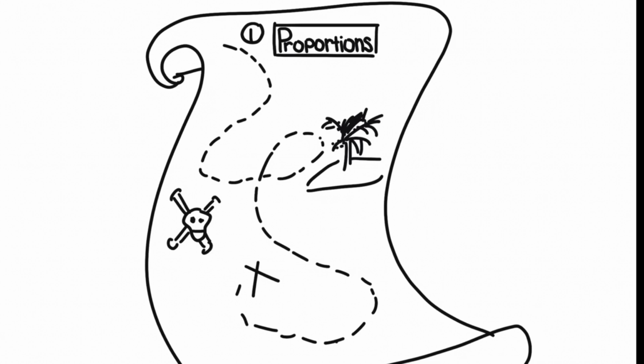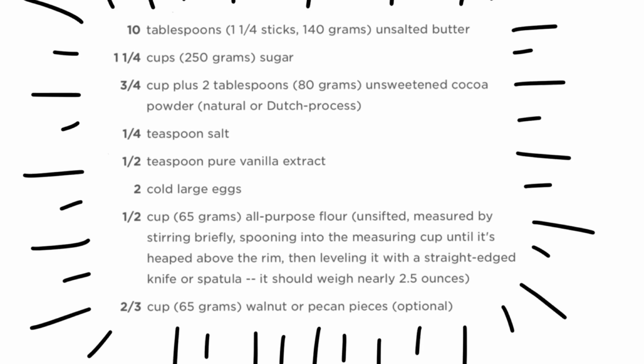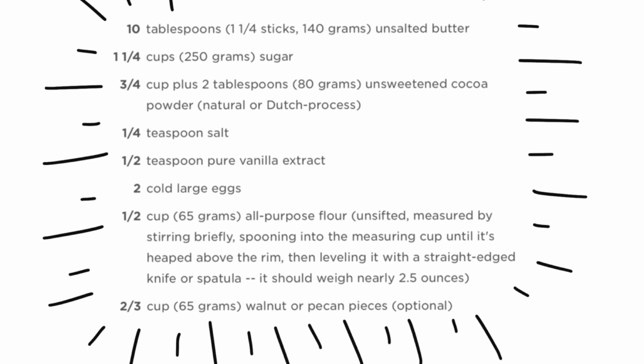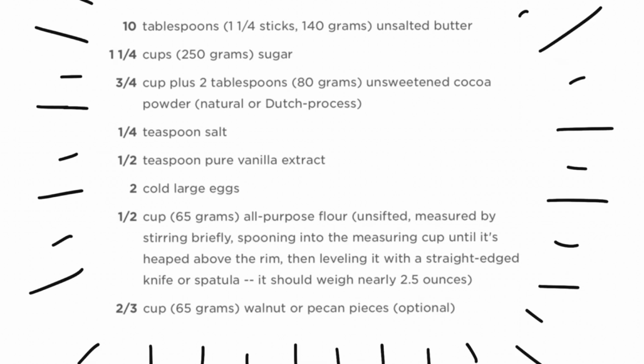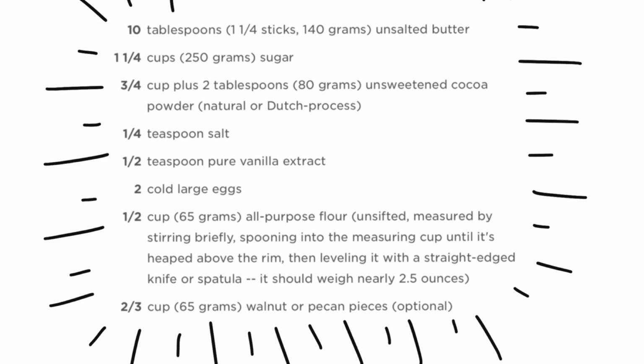The recipe calls for 10 tablespoons or 1 1/4 sticks of unsalted butter, 1 1/4 cups of sugar, 3/4 cup and 2 tablespoons of unsweetened cocoa powder, 1/4 teaspoon of salt, 1/2 teaspoon of pure vanilla extract, 2 cold large eggs, and 1/2 cup of all-purpose flour.